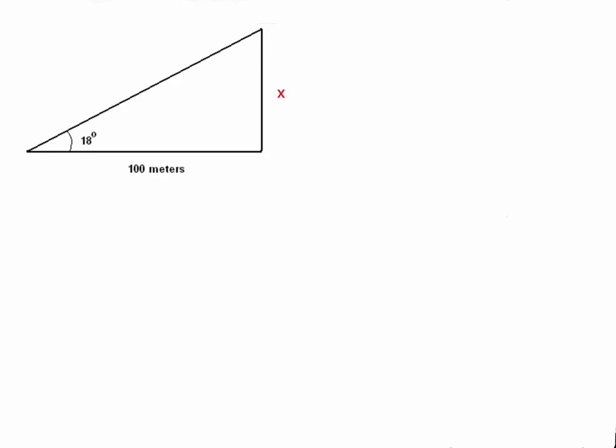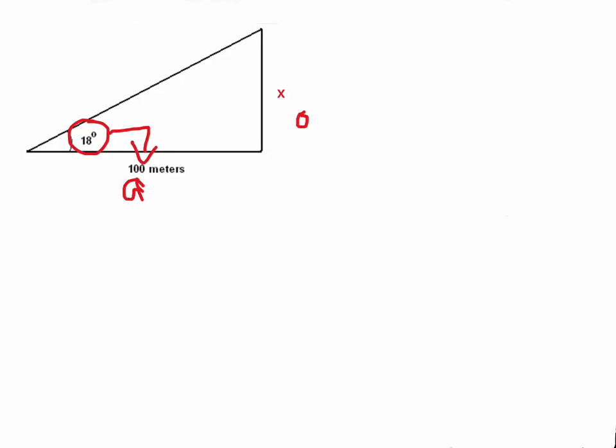In this video, we are going to go through the thought process of trying to find a missing variable without knowing whether we're using sine, cosine, or tangent. So here we have a triangle with a reference angle of 18 degrees, and we know that the adjacent side is 100 meters, and we know that we are looking for the opposite side, identified by the variable x.